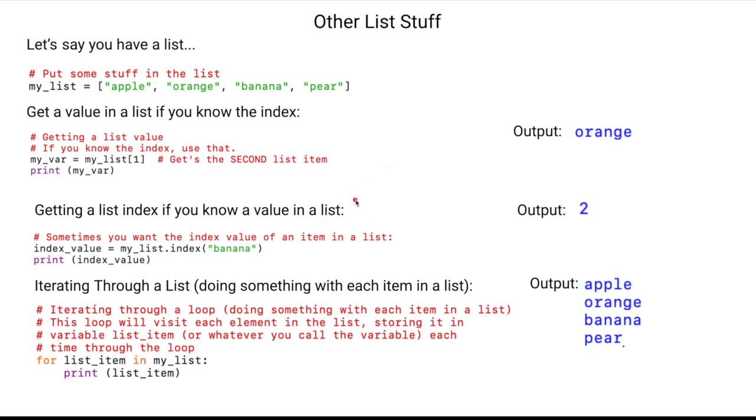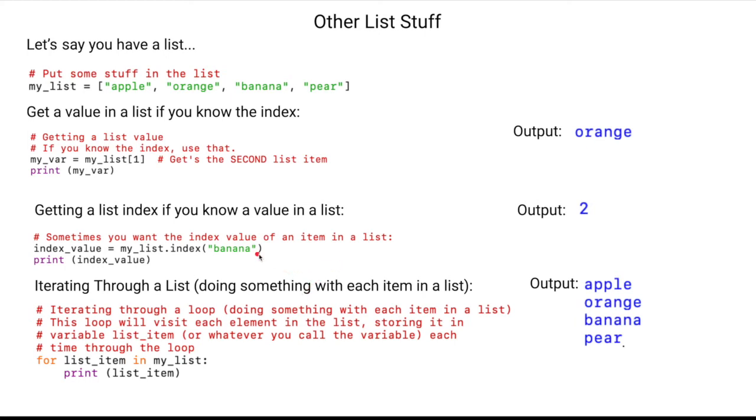If you want to get the index, let's say you don't know what the index is, but you do know the value you're looking for, that happens sometimes. You could say, hey, I wonder what index number banana is. You could just say, my list.index, find the thing with that and give me the index value back. So here is banana. So it's the 0, 1, 2, second index element in there. So that's why you're getting an output of 2.